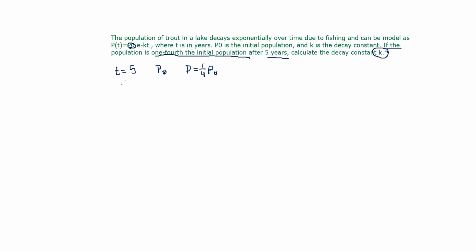And then we're just going to put all of this into the equation. So we have 1/4 P0 is equal to P0 e to the negative kt, where t is equal to 5. And then we just put this through and solve it.